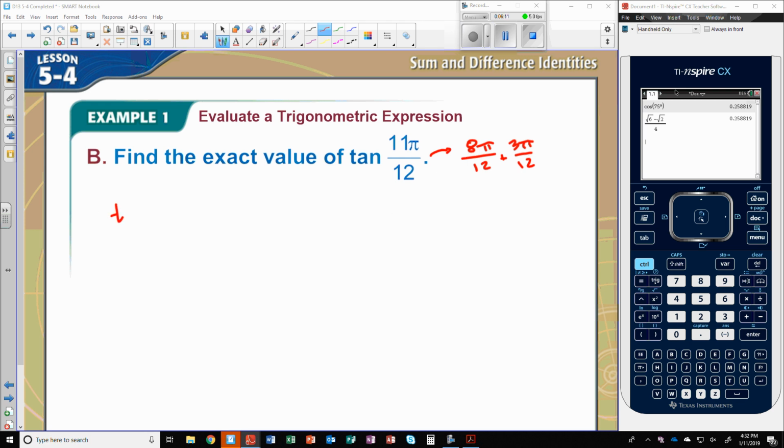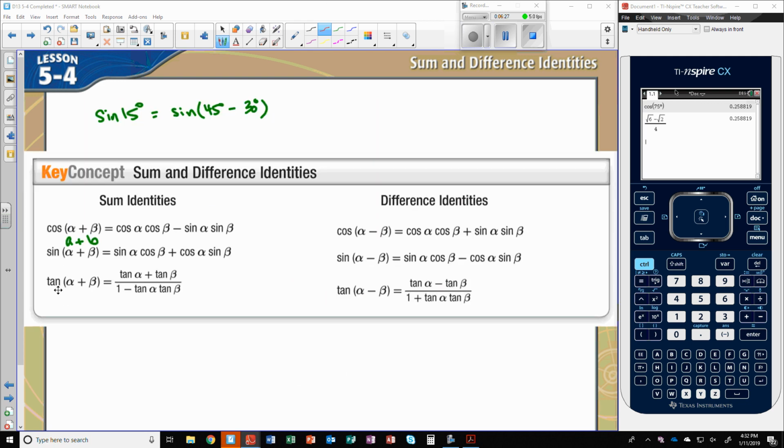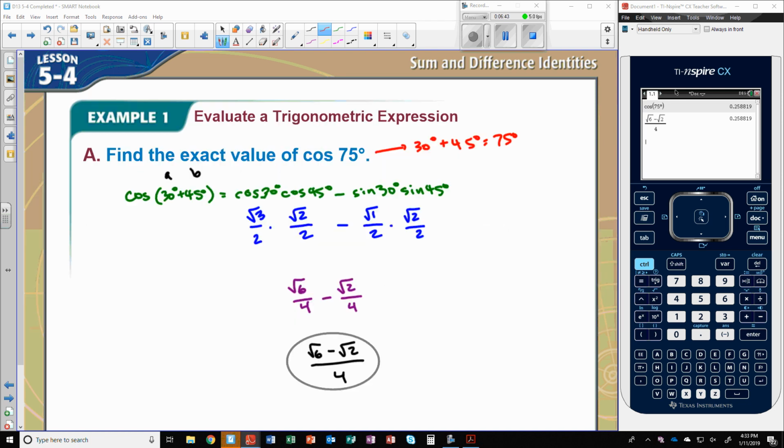So I'm going to say that we're looking for tangent of 8 pi over 12 plus 3 pi over 12. Now this formula is not on the formula chart. So we're going to have to come back over here and look for tangent. Here's the one with addition. You remember how tangent is y over x or sine over cosine? The symbol stays the same in the top, so it'll be tangent A plus tangent B. The bottom, it'll change. The plus becomes a minus. It'll be 1 minus tangent A times tangent B. So that's what I'm looking at here.